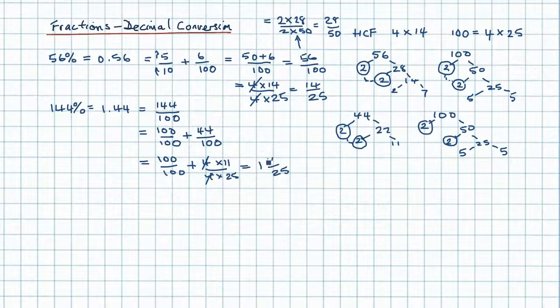If we don't like this as a mixed number, then of course we can just multiply out. So we've got 25 25ths, so we can just say that's 25 over 25 plus 11/25 gives us 36/25. Okay, so that's our answer to this one. Let's try another.